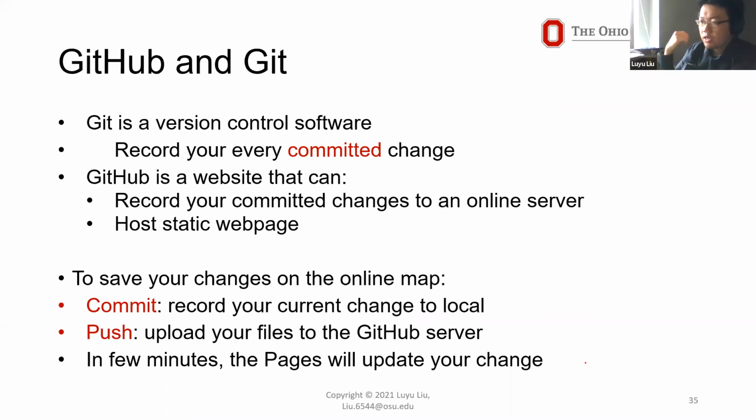To make your change effective on the online map, you need to first commit, which means you record your current changes locally, basically committing your changes to Git. And then you push, which means you upload your files to the GitHub server. After you upload your files to the GitHub server, in a few minutes, the page will update according to your changes, right?